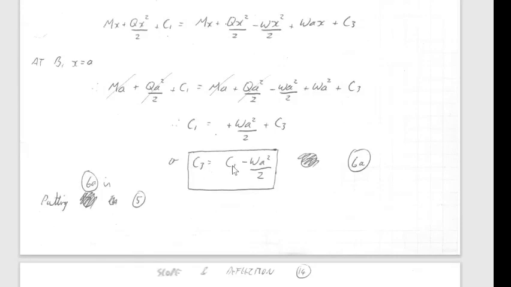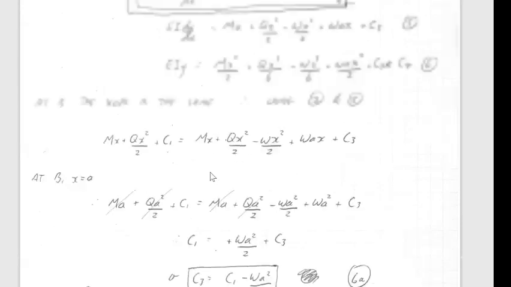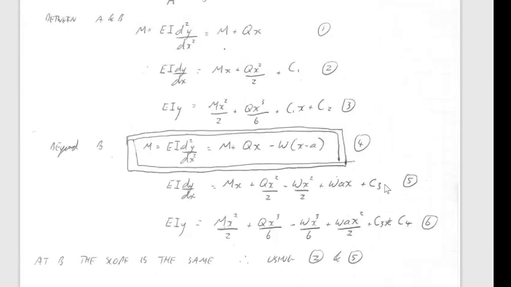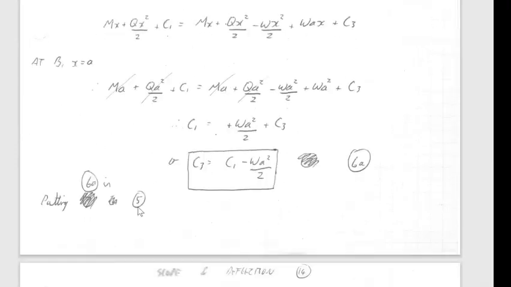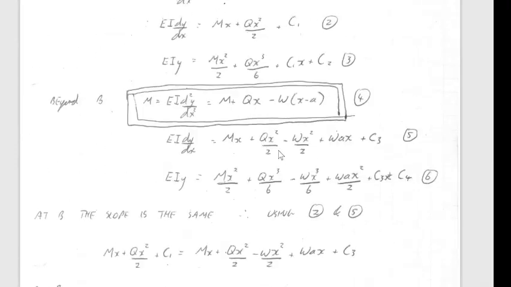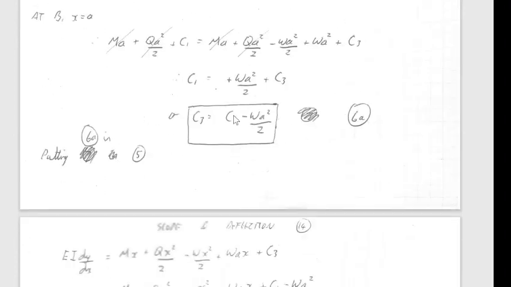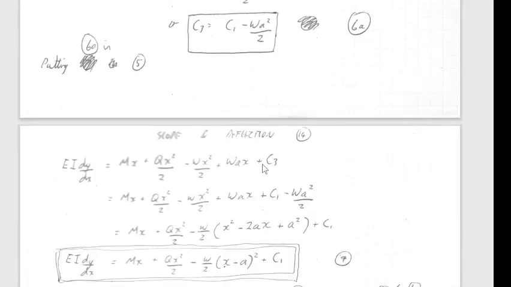So what we can do now is take that and put that into equation 5 here, look. Rather than having the slope with this third constant of integration, let's replace that third constant of integration and put it in terms of the first constant of integration, C1. So we'll plug that in there. So there's that equation, look. And now instead of writing C3, I'm going to write this term here.